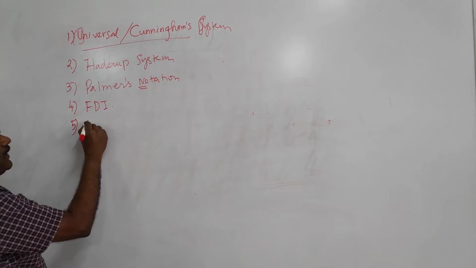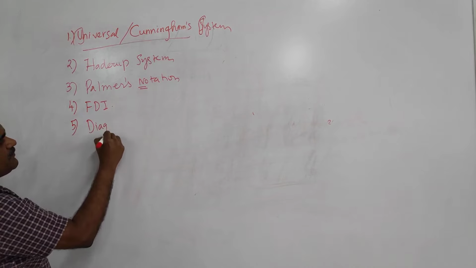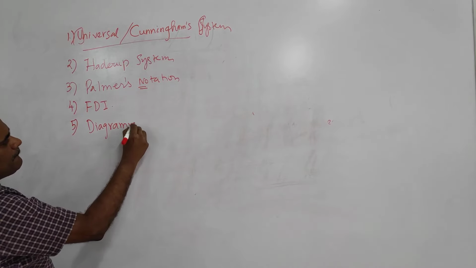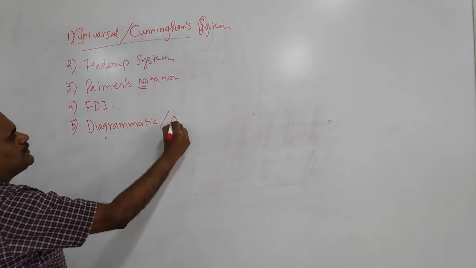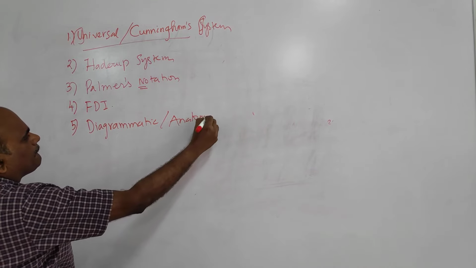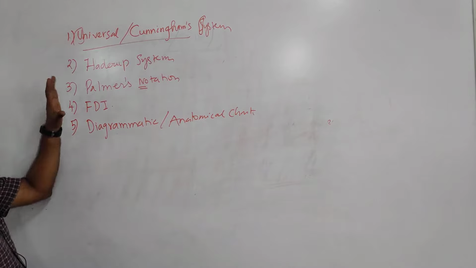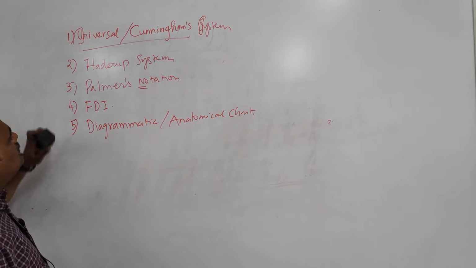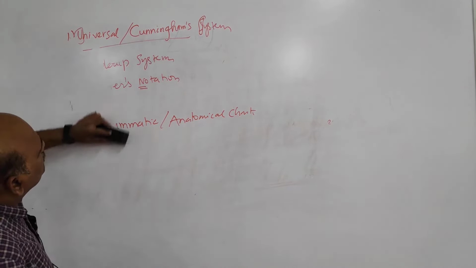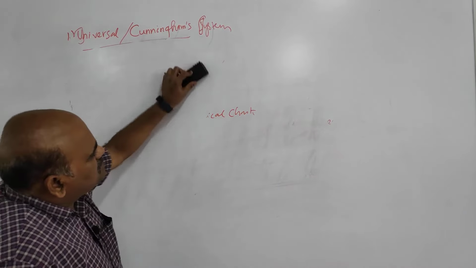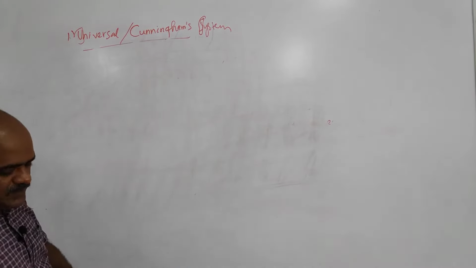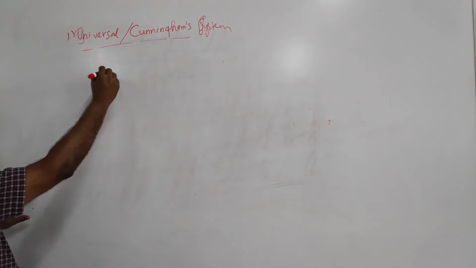Then diagrammatic or anatomical chart. These are the general 5 methods of charting of teeth. Let us see what is a universal system, which is being followed only in USA.